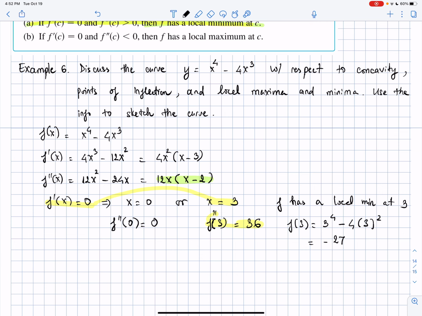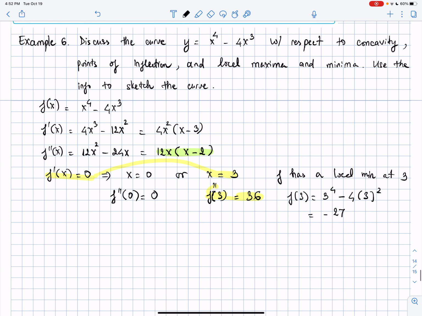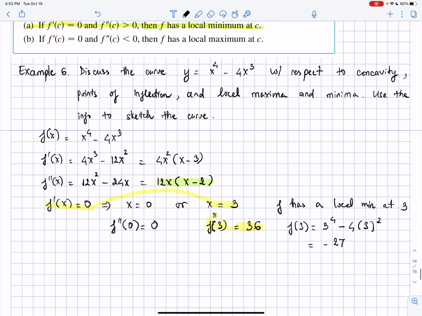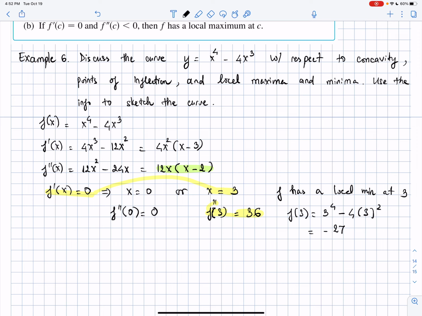Okay, so let's talk about the zero. The zero does not tell us anything about local minimum or maximum. So I'm curious about the zero. What I'm going to do is put this on the number line for f prime. Okay, and then I want to check this. So I'm going to put the zero in here.